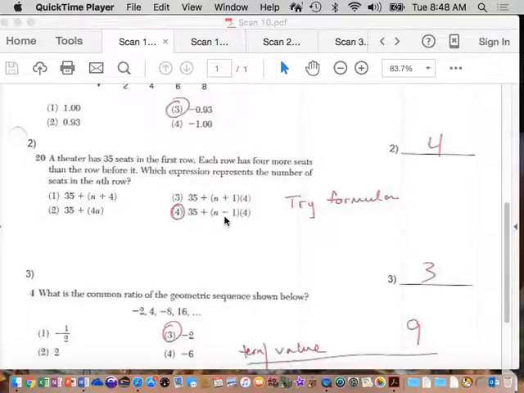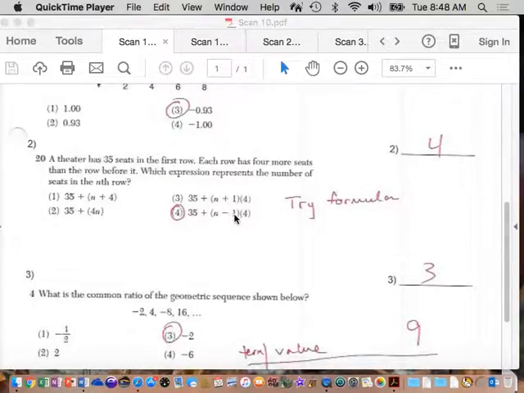For this next one, there are a couple of different ways you can reason it. You don't need to include the first row because that has 35 seats in it. So take one off the number of rows, and each row adds 4 seats. So it's got to be choice 4. But you can also plug in and try. For example, if you tried the third row, it would go 35, 39, 43. And if I put in a 3 here, 3 minus 1 is 2, 2 times 4 is 8, and 35 plus 8 is 43. So you can check the formula. I would suggest checking it for at least 2 different values.